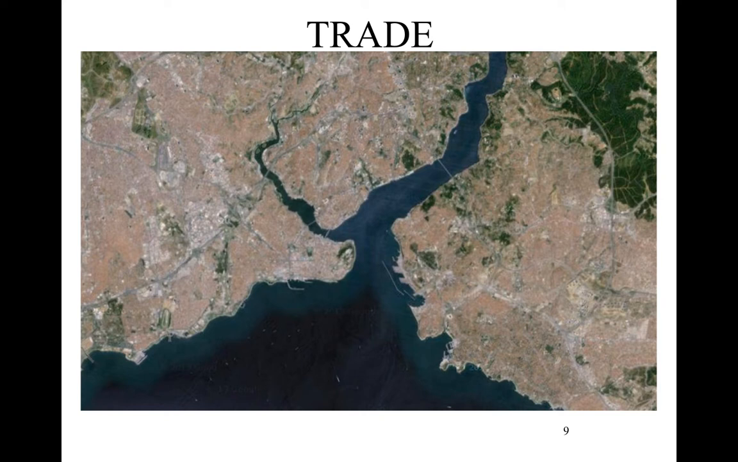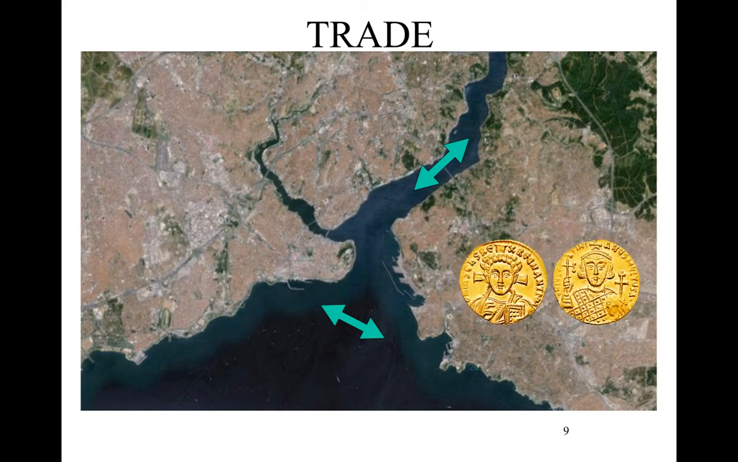One of the reasons for moving it to the border of Asia and Europe is the location. It lies between the Black Sea and the Mediterranean Sea, and it also lies between Asia and Europe. This means that Constantinople is looking to make a lot of money off trade.